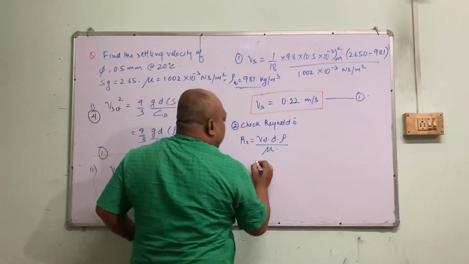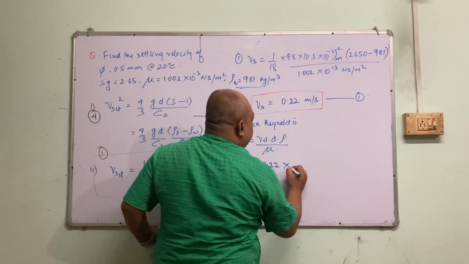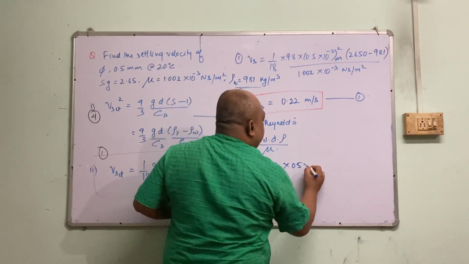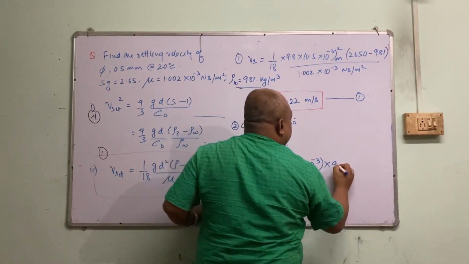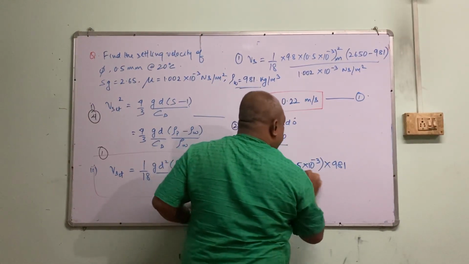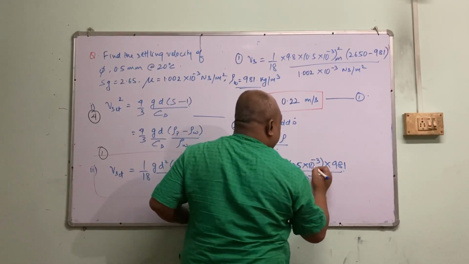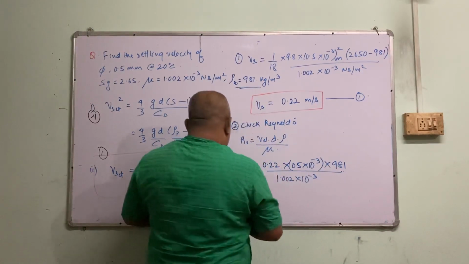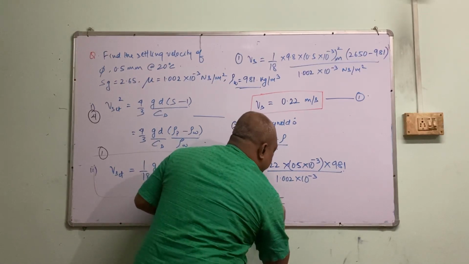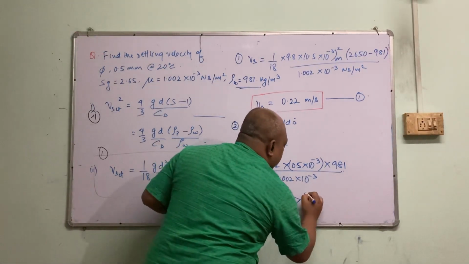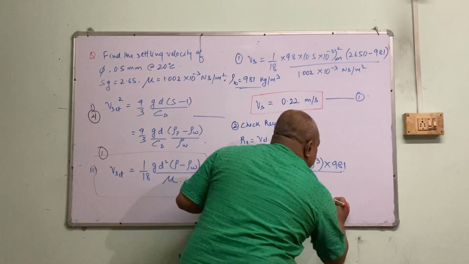By using this formula, velocity is 0.22 into diameter is 0.5 into 10 to the power minus 3, and the density is 981, divided by 1.002 into 10 to the power minus 3. And the Reynolds number we get is 112. But this is greater than 1. So this is transitional flow.